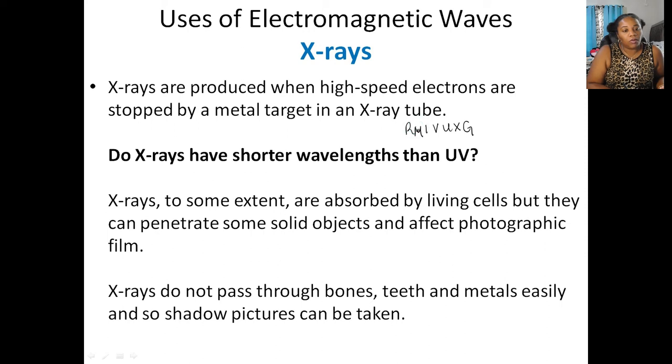So this is radio waves, microwaves, infrared rays, visible rays, and then you have UV rays and X-rays. So remember, it's long wavelengths over here, and it starts getting smaller and smaller. So therefore, you would say that X-rays do have shorter wavelengths than the UV rays, right? Remember, a wavelength is like this.